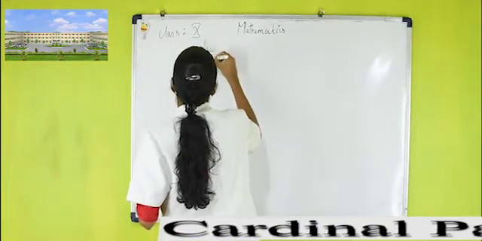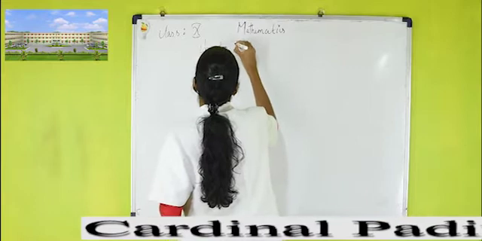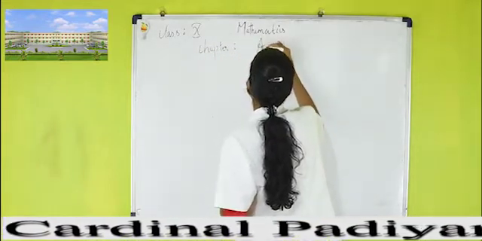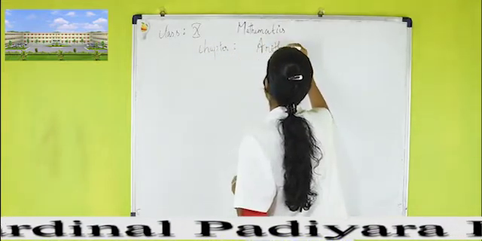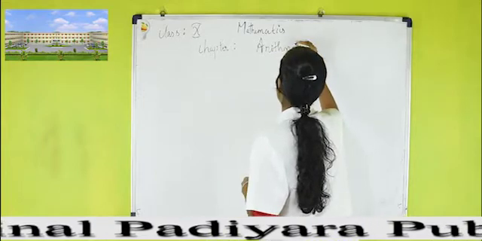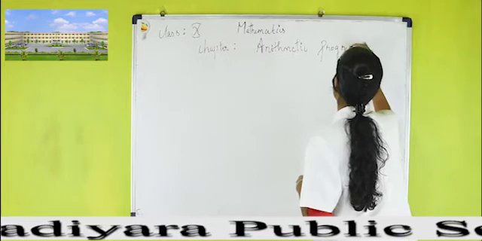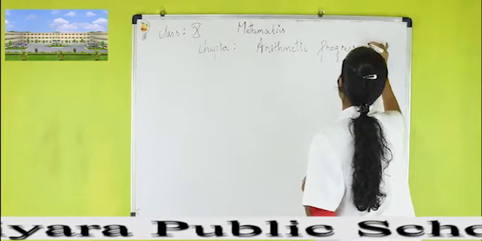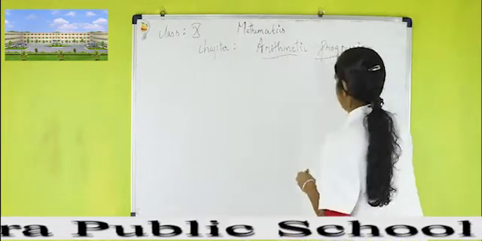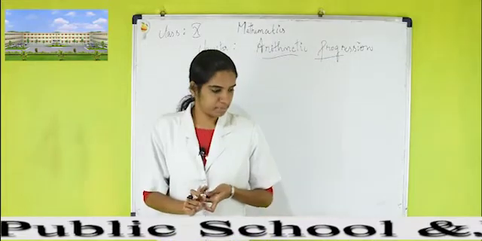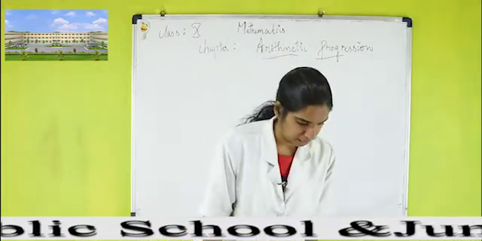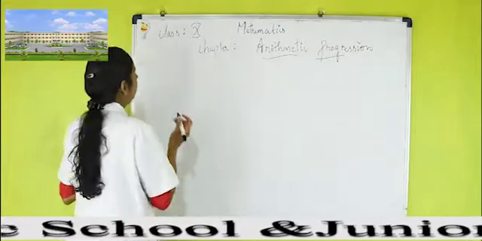So please write down the heading, chapter: Arithmetic Progression. Next chapter is Arithmetic Progression. Okay, it's a simple chapter, so please write down the main points of this chapter.